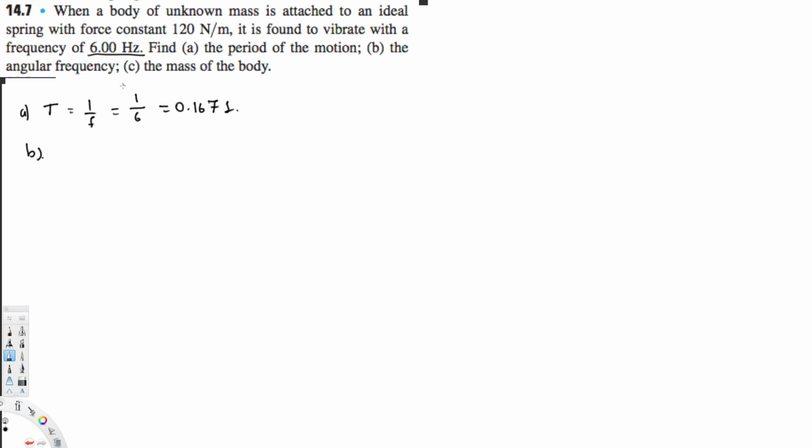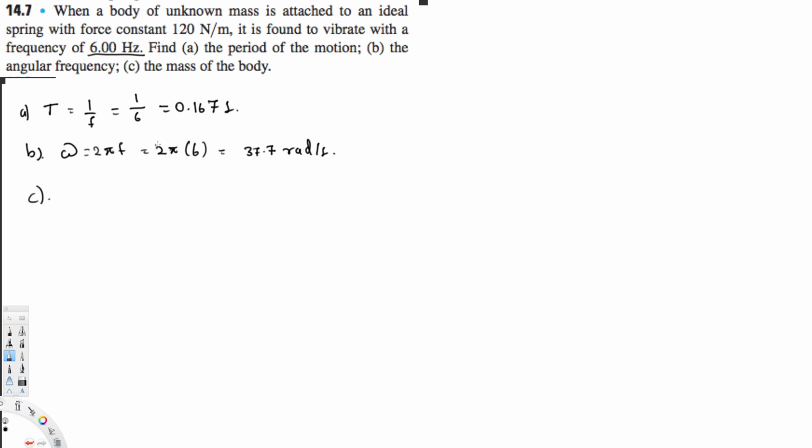The second question is asking to find the angular frequency. So we know the frequency already, so we can use the omega is equal to 2 pi f formula. So this is going to be 2 pi times 6 hertz. That's going to give us 37.7 radians per second. So we have the angular frequency.